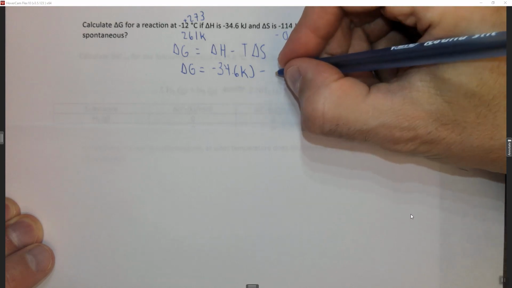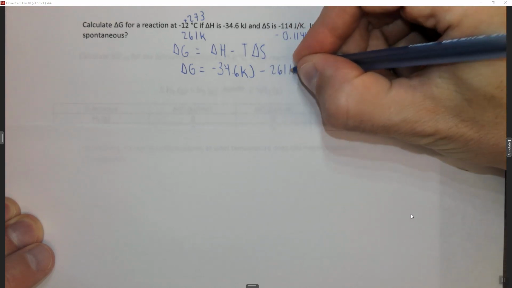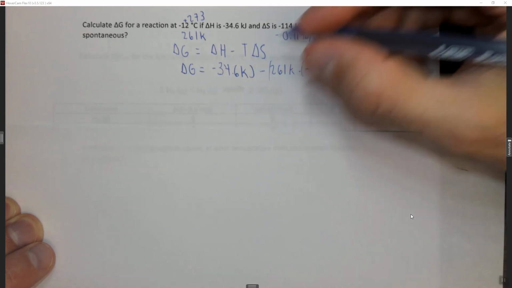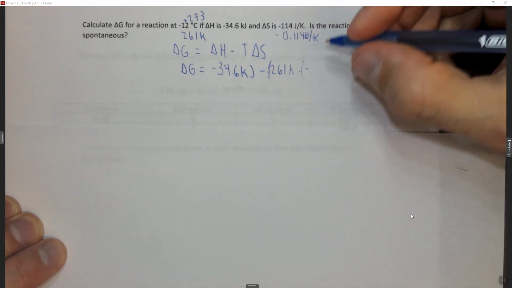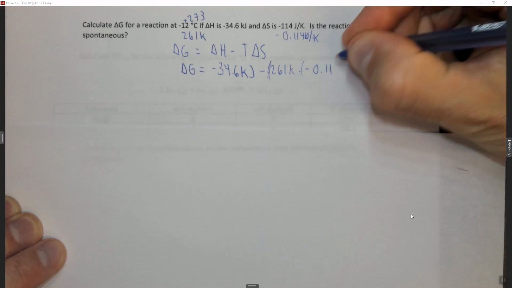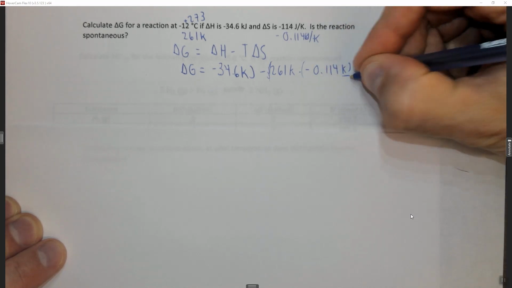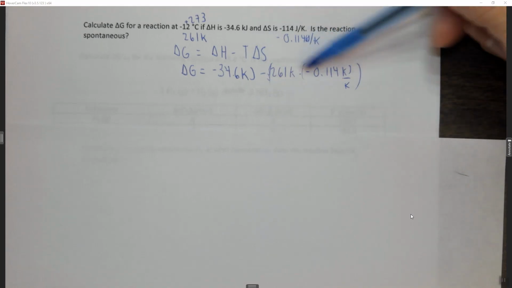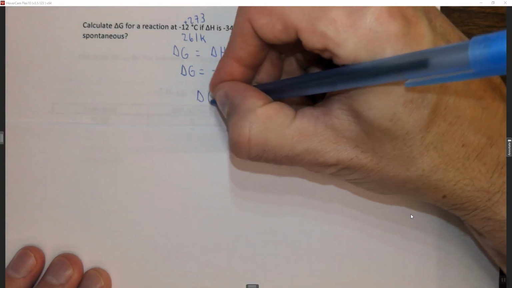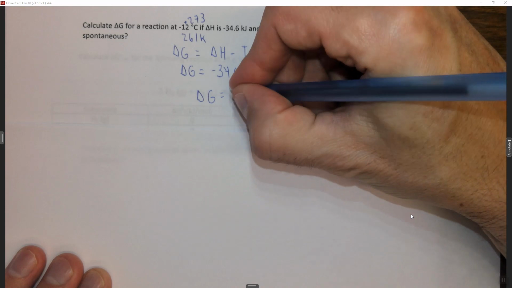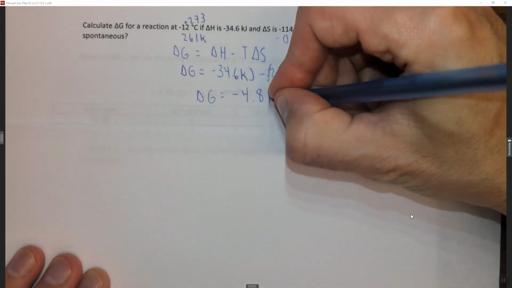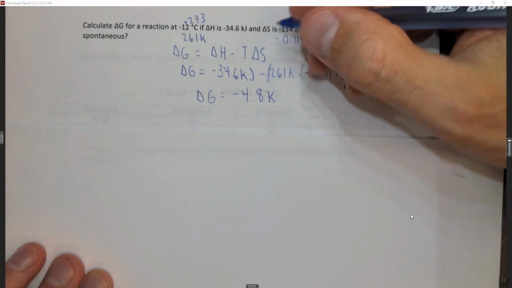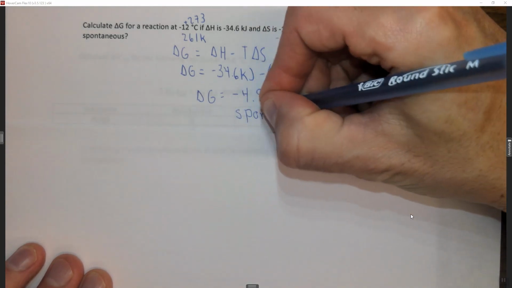which is 261 K, times a negative 0.114 kilojoules per K, like that. So multiply these together, times a negative, so this is going to be positive. And when you do the math, you find that delta G is going to be negative 4.8 kilojoules. So at minus 12, this reaction becomes spontaneous.